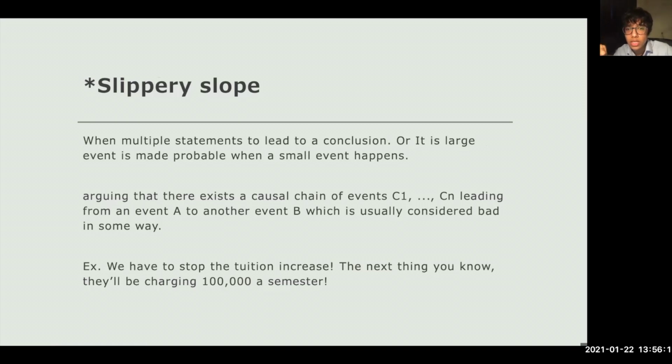Slippery slope: when multiple statements lead to a conclusion, or a large event is made probable by smaller events happening. So if one small thing happens, then you go on this tangent and assume that something really bad is going to happen. Like, oh, I got a bad grade today. That means I'm not going to get a good grade in this whole semester, and then I'm not going to graduate properly. I'm not going to get a good job, and it's going to ruin my life, and I'm going to be broke. Slippery slope is what that is.